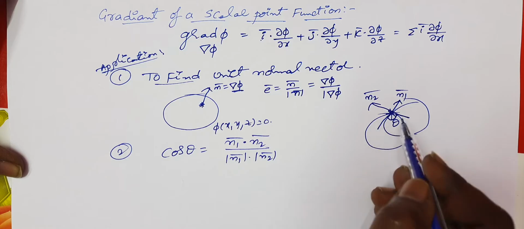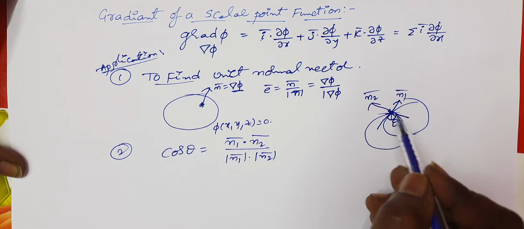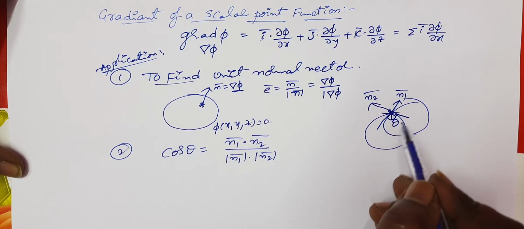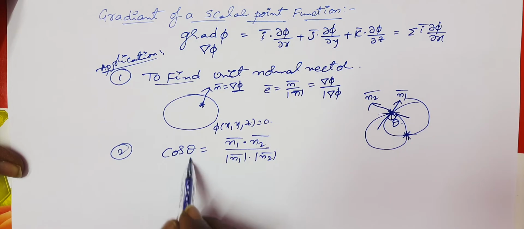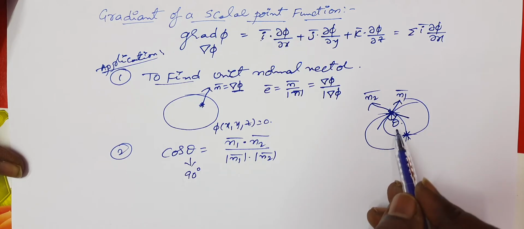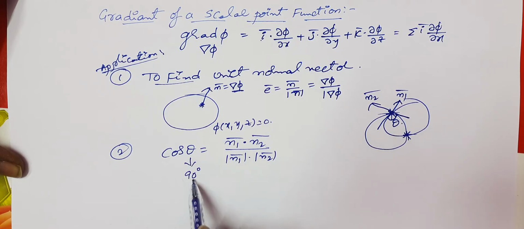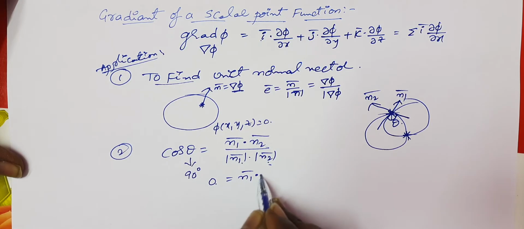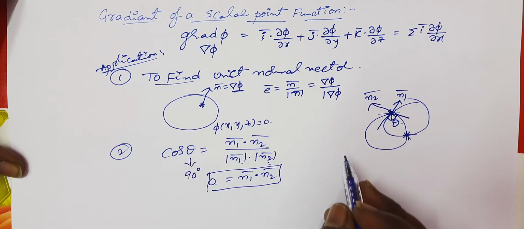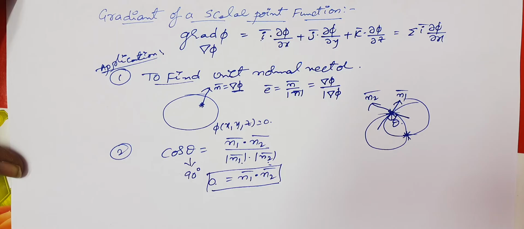Okay, suppose these two normals are perpendicular, it means that both surfaces intersect orthogonally, then theta becomes 90 degrees. In the case of both surfaces intersecting at right angle, theta becomes 90 degrees. So cos 90 is 0 and you can take the denominator to this side, you will get n1 bar dot n2 bar is equal to 0. This is the condition for orthogonality of two surfaces.